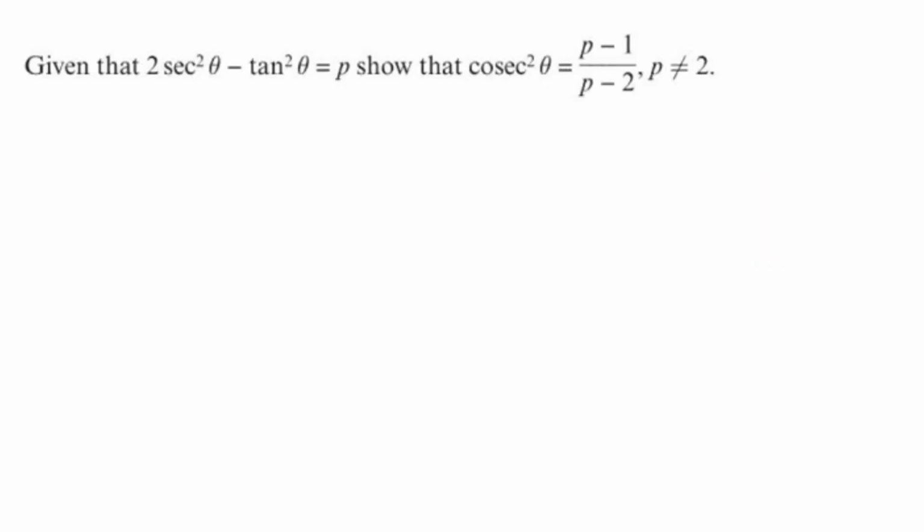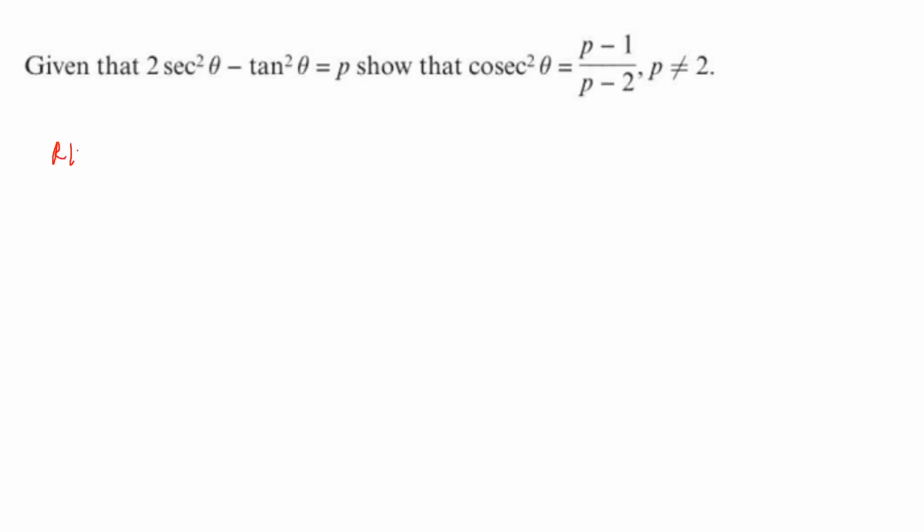Now let's look at this one. Given that 2 sec squared theta minus tan squared theta is equal to p, show that cosec squared theta is equal to p minus 1 over p minus 2. Okay, so what we can do is work backwards. That's personally what I would do.